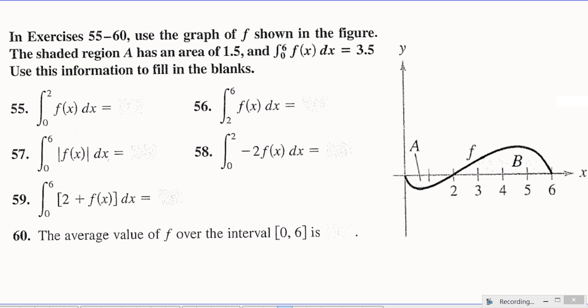All right, the last little part, I again would like you to pause the video and try these. Understand that when you have absolute value involved, that's going to flip part of the region that is below the x-axis, so it's above the x-axis. Otherwise, you're going to think of that little blob of A as being negative.